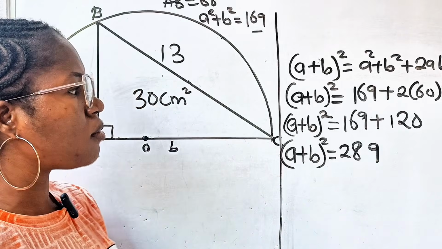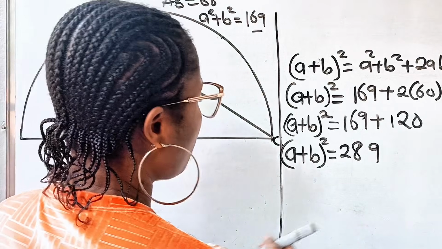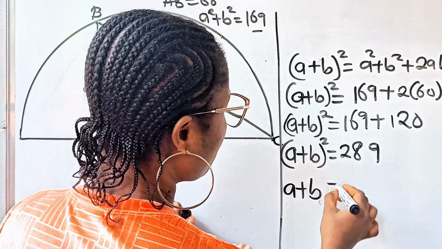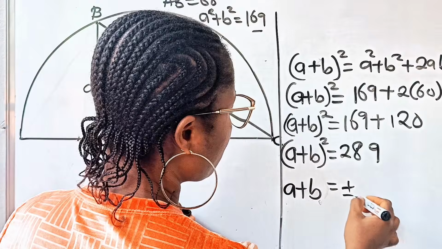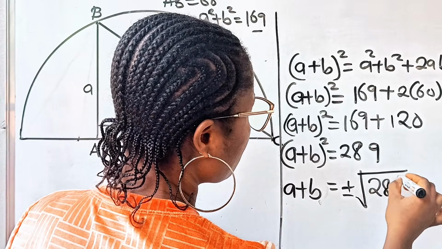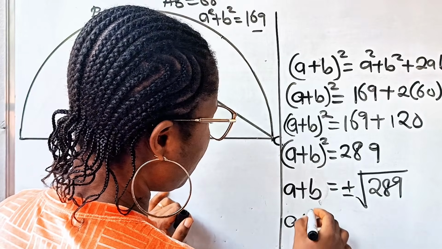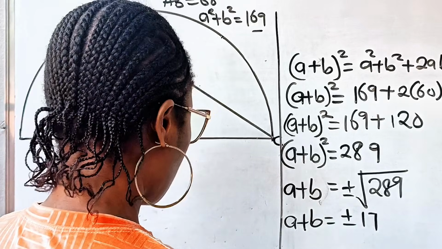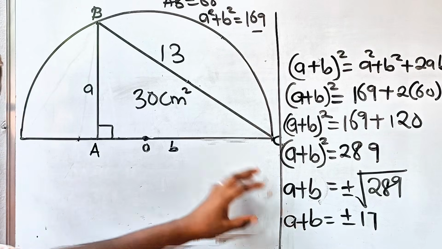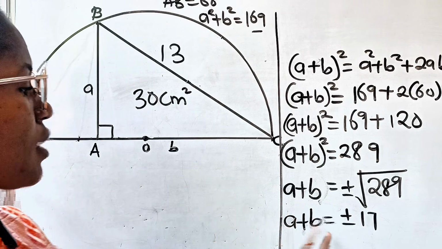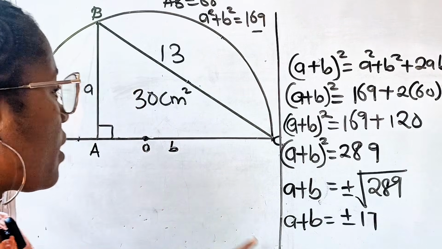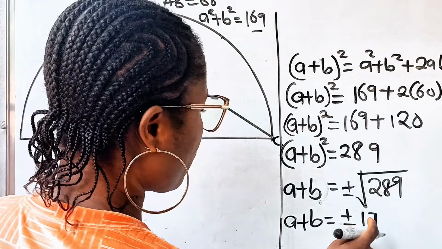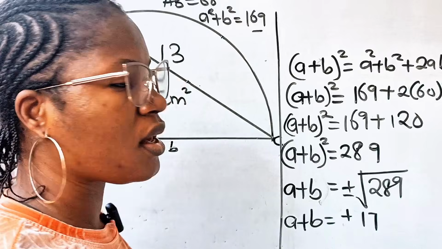So if we take the square root of both sides, we have that a plus b becomes equal to plus or minus the square root of 289. That means a plus b becomes equal to plus or minus 17. But because we are talking about length, a plus b cannot be negative 17. Rather, a plus b is going to be positive 17. So we are going to eliminate this. So our a plus b is 17.